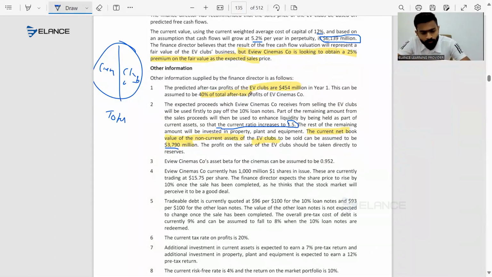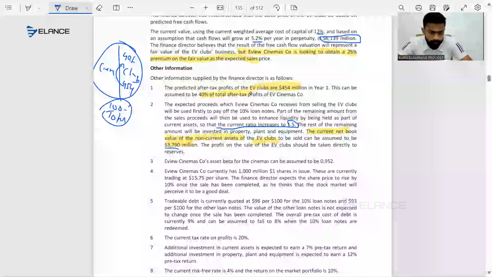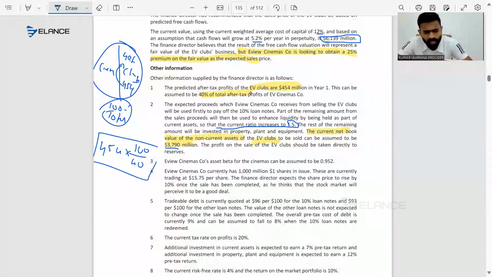Club, they said it is 454, and they said it is 40% of the total. Total will be 100%, right? So using this 40, we have to calculate the total. So 454 into 100 by 40. This is the fraction in order to calculate the total.